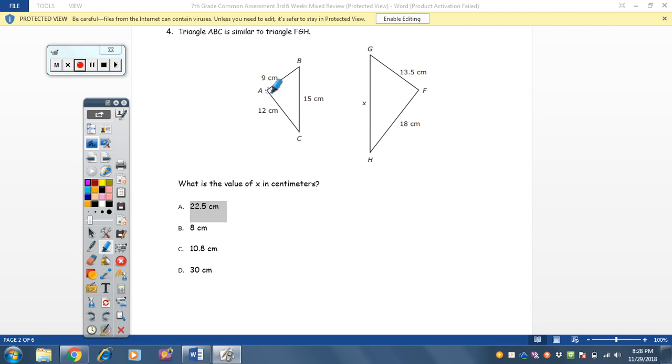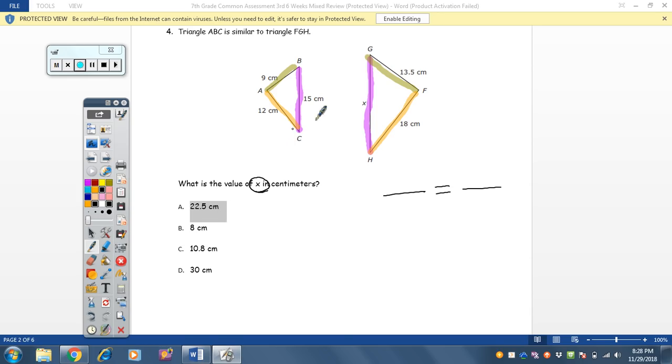Alright, we've got a color code. Check your color coding. If you are looking to correct this problem, you will not get points if you have not color coded. It is required unless you got it right, and then it's your business. But if you're looking to correct and get points back, you got to do it my way. We're looking for the value of x.